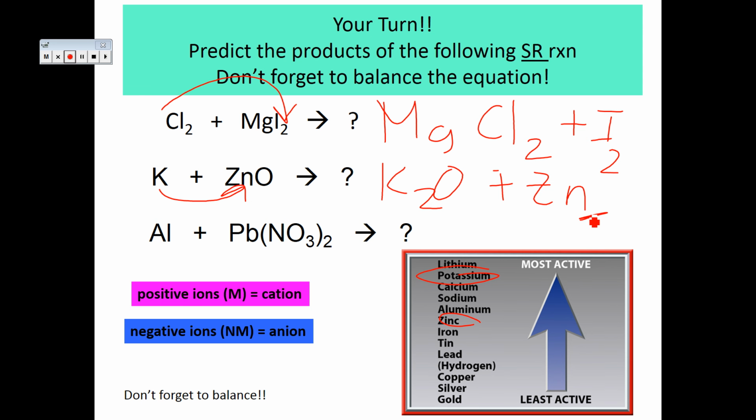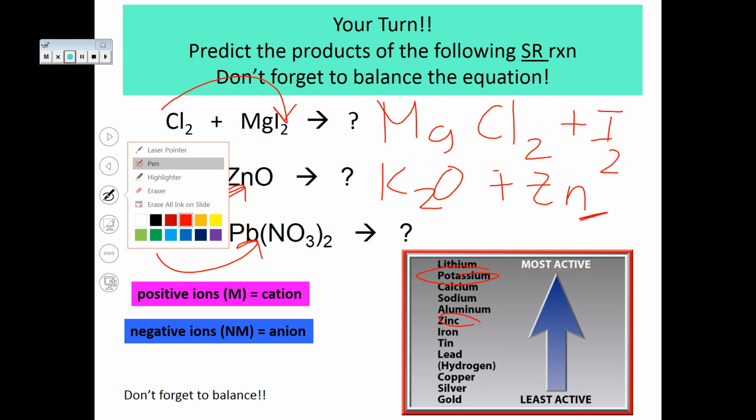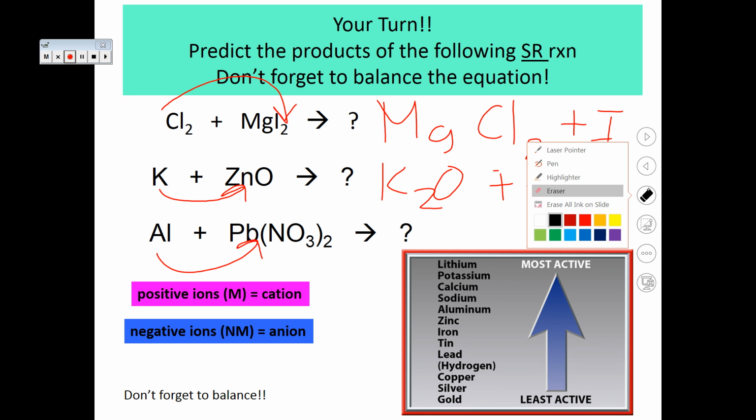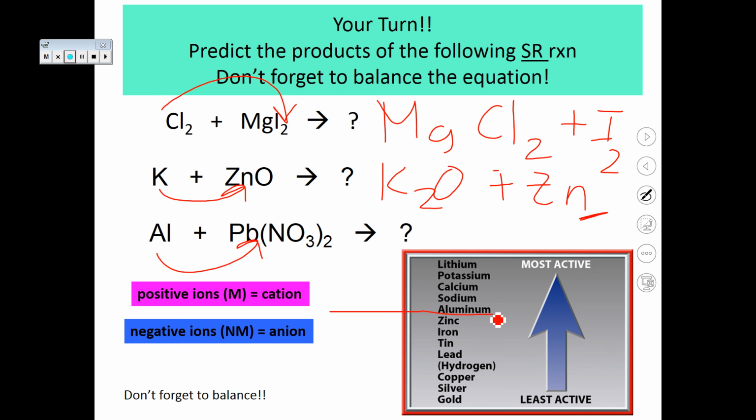Al plus Pb(NO3). The aluminum is going to replace the Pb. Aluminum is here. Pb is lead, which is down here. So this will happen. So we're going to have Al(NO3)3 plus Pb. Then you have to balance it by putting a 2 here, 3 here, 3 here, and a 2 here. And we're done. We forgot to balance this top one, so we just need a 2 there. Okay.